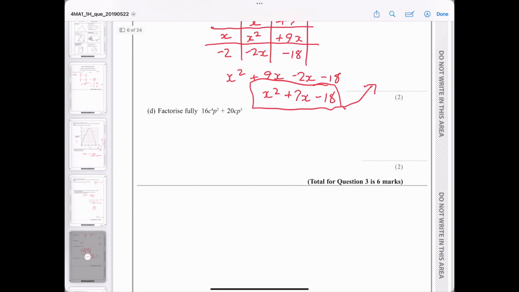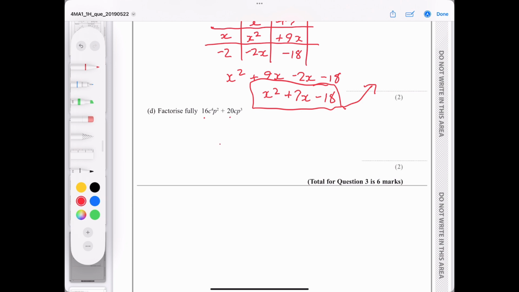And this is factorised fully. Now when it says factorised fully, it means that you know that you can take out the number at the beginning, but you may be a bit lazy and take out less. So the number at the beginning, the thing that 16 and 20 have in common is 4. The thing that c to the 4 and c have in common is just c. The thing that p squared and p cubed have in common is p squared.